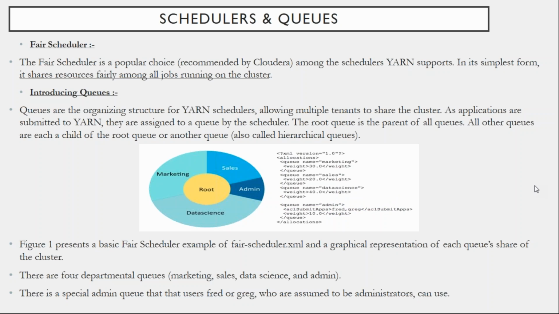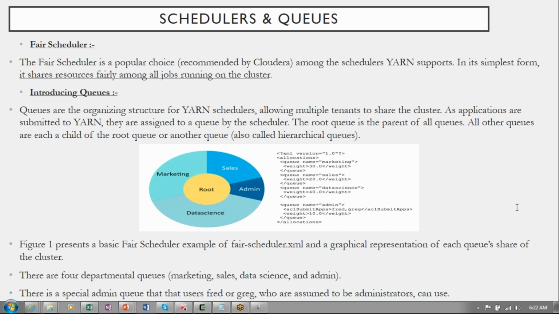Somebody's asking a question: where does the fair scheduler.xml sit? It sits in yarn. If you go to conf, if you go to the yarn configurations, in yarn configuration you will find all the capacity and all the scheduler XMLs. That's what it is. So this slide is done. If you have any questions on this slide, let me know. This is about fair scheduling and queuing concepts.